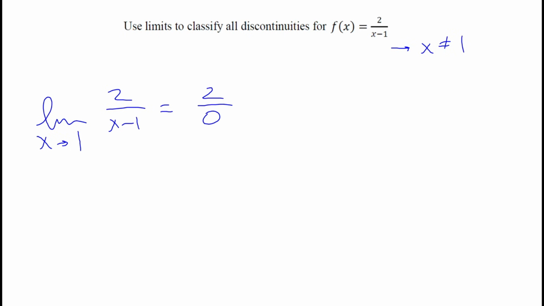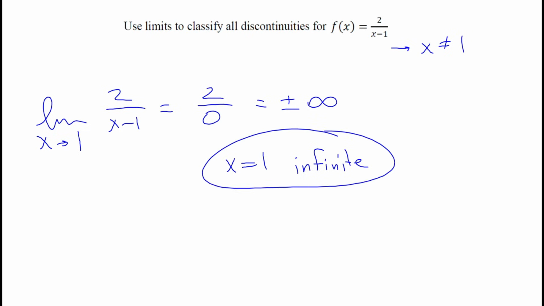All right, here we just have 2 over x minus 1. That's a pretty straightforward one. It's just going to have a discontinuity at x equals 1, right? x can't be 1. So we just do the limit as x approaches 1 of 2 over x minus 1 and see that it's 2 over 0. Well, since it's 2 over 0, we know that's either positive or negative infinity, and x equals 1 gives us an infinite discontinuity.